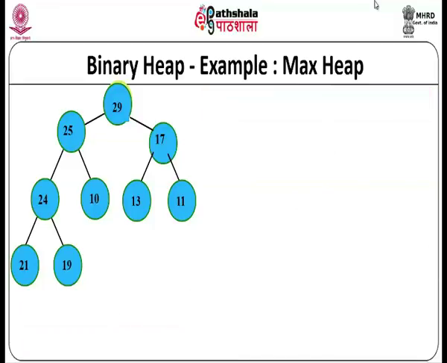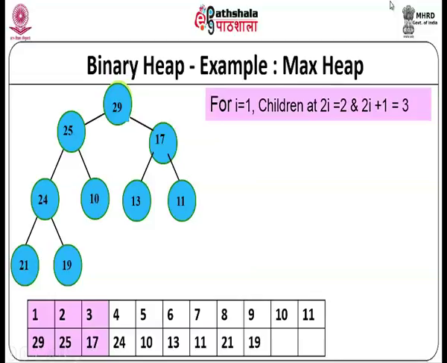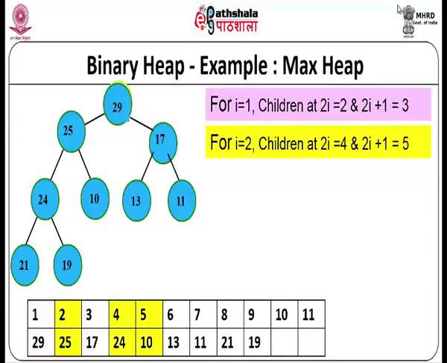Now, we will go to the array representation. Let us assume the array goes from 1 to 11. Now, for i equal to 1, the children are at 2i and 2i plus 1, so at 2 and 3. So, for the root node which is at first position, the children will be at 2 and 3. Now, let us take 2. What will be the children? The children will be at 4 and 5, that is 2i is equal to 2 into 2 and 2i plus 1 is 4 plus 1, 5.